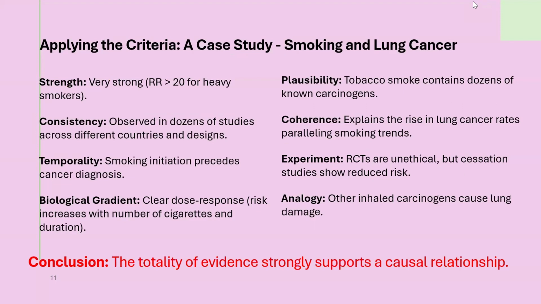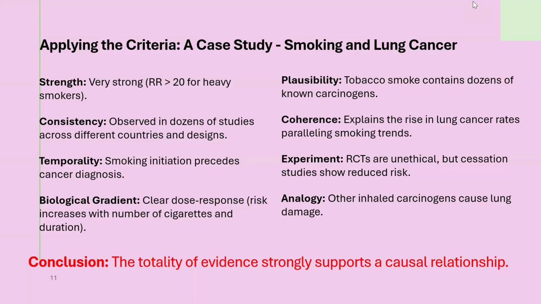Okay, so applying the criteria. Let's use a case study of smoking and lung cancer and apply these criteria that Hill developed and see how we can use them to establish causality. So for example, the criteria of strength: we have a very strong association between heavy smokers and lung cancer, as much as a relative risk of 20. So that is telling us that there can be some level of causality within that relationship.